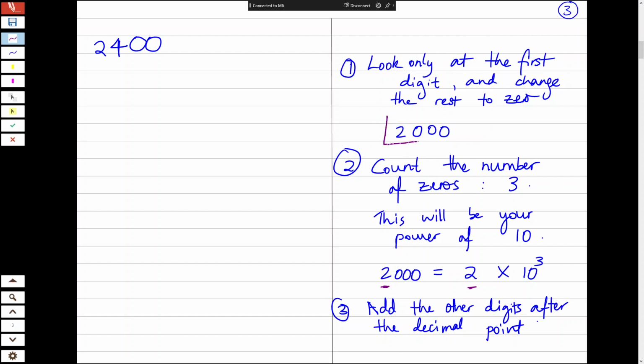So see how I started off with 2,000? This is not the same as this number here, 2,400, is it? I changed the 4, right? Okay, so right now, I'm pretty close. I've got 2,000, but my goal is to write 2,400 in scientific notation. So I'm going to put this digit back, but I'm going to put it back after the decimal point. Okay, so instead of writing 2 times 10 to the 3, I'm going to write 2.4 times 10 to the 3.